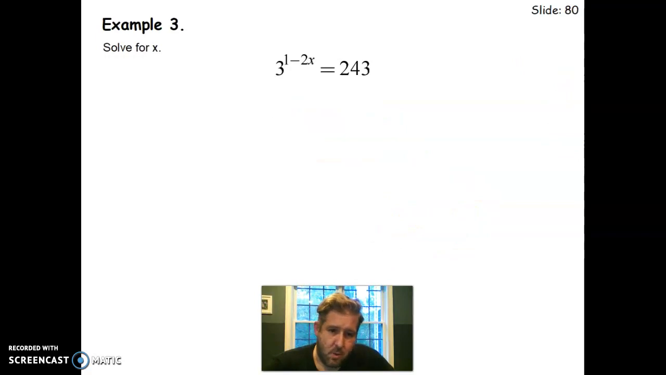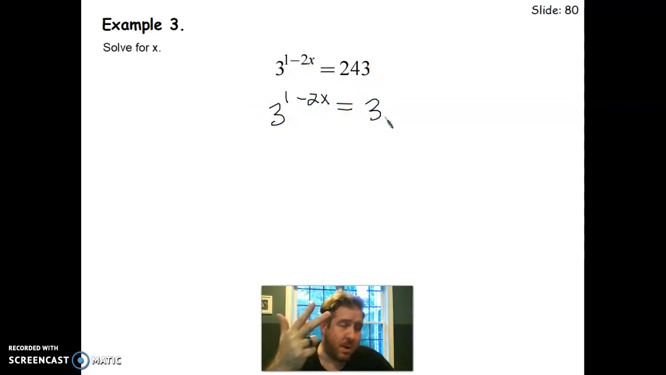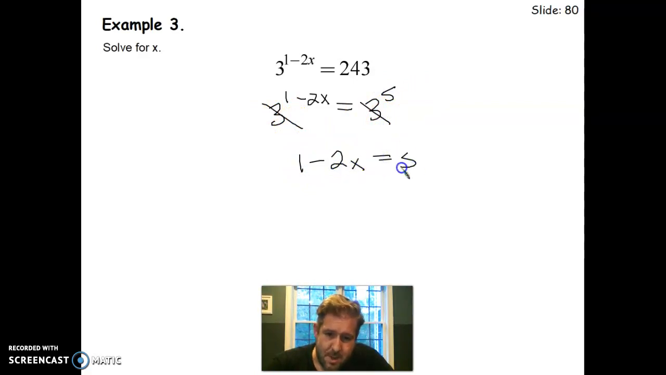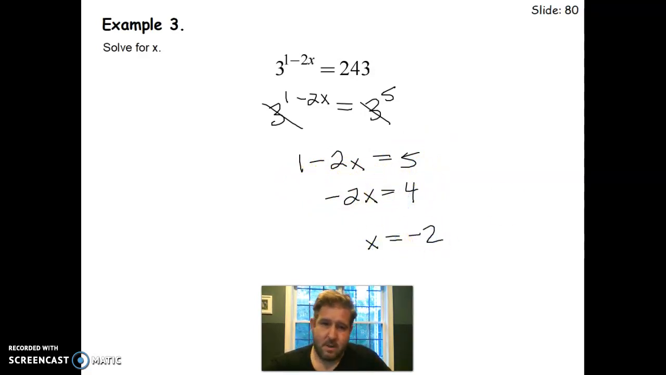All right, so for this question, we just need to change them to the same base. 243: 3 times 3 is 9, 27, 81, 243. So that's 3 to the 5th power. Once the bases are the same, exponents must also be equal to each other. So that's negative 2x minus 1 on both sides is 4. And then it looks like our answer is negative 2.